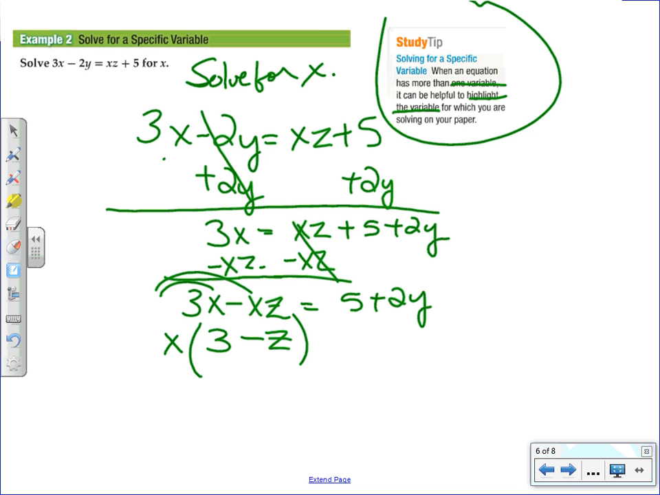So do you see how we could pull the x out, put in our parentheses, and make it look like a distributive property? And then 5 plus 2y. Remember, we're still trying to get who? We're trying to get x. This is the guy we want by himself, right?